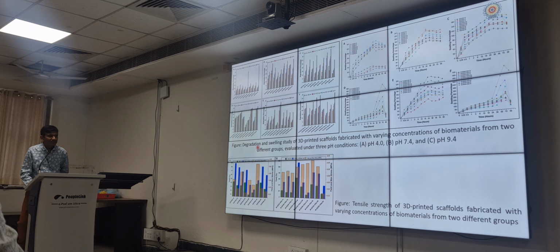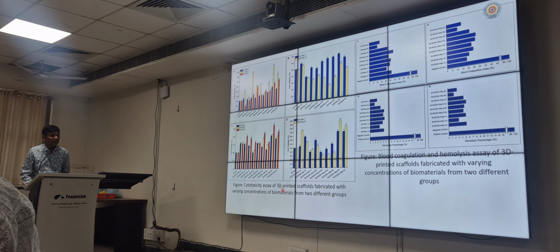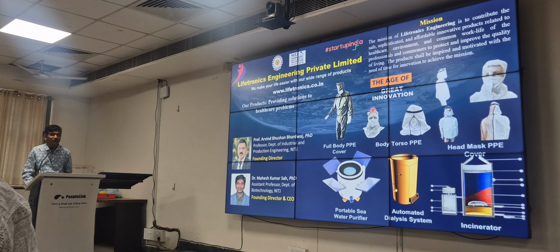Okay, so likewise, we were also able to find out the degradation and swelling, which is also important before we go to the next stage. So likewise, we have done it. Cytotoxicity also we did in detail with all the sample groups.